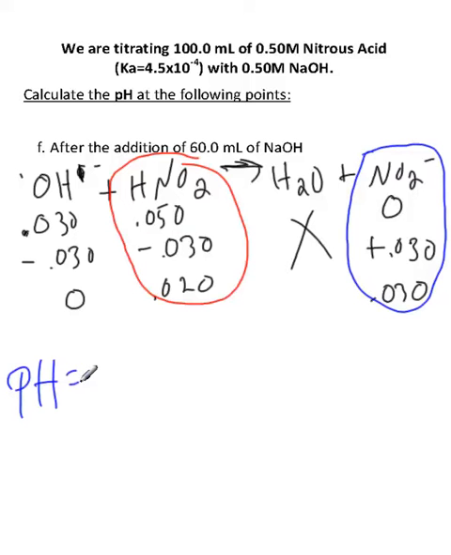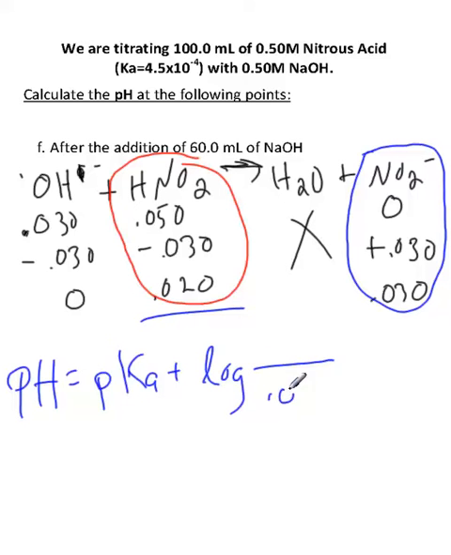I'm ready for my Henderson-Hasselbalch. Again, I've got my acid, which is 0.020, and my base, 0.030. We haven't discussed why it's okay for us to do this in moles in this video.